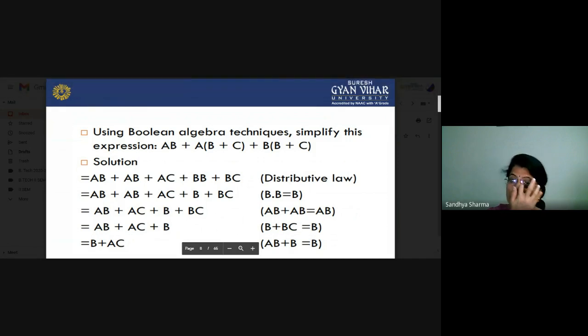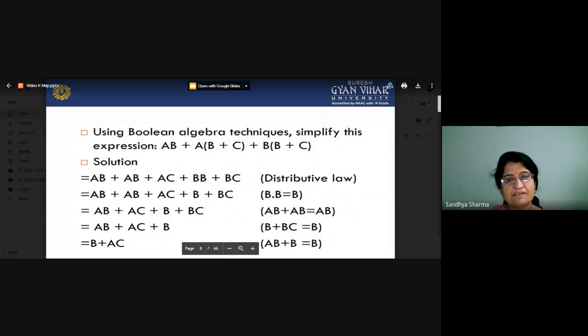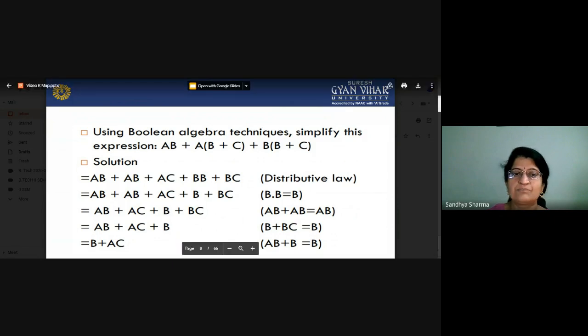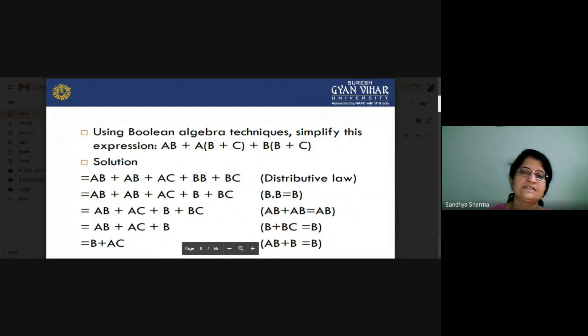So always you have to remember the Boolean rules. If you remember Boolean rules, then you can easily solve or minimize your Boolean expressions. You can see here that this is a very lengthy equation, and by applying the different Boolean rules, you can optimize it to a very simple form. So this is a Boolean algebraic technique for minimization.